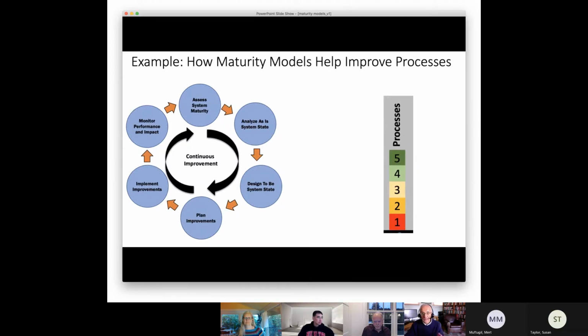What I want to start with is an example of how during the past 3 years we've applied these maturity models to improvement of business processes.